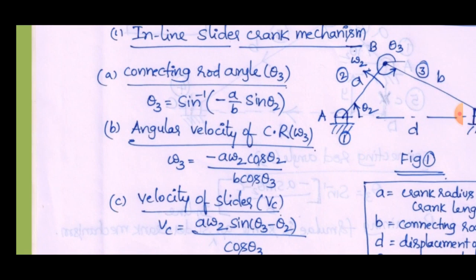Now in the formulas, whichever the problem it may be on inline slider crank mechanism, you have to use these formulas. First, you have to find connecting rod angle theta 3. Theta 3 is equal to sine inverse of minus a by b into sine theta 2. A is crank length, b is connecting rod length, theta 2 is the crank angle. With that you can calculate theta 3, that is connecting rod angle.